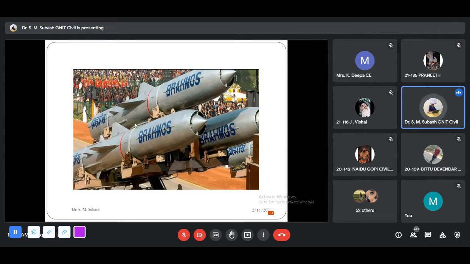And this is our Indian aggregate, the defense BrahMos, which was developed to be used in the defense industry.